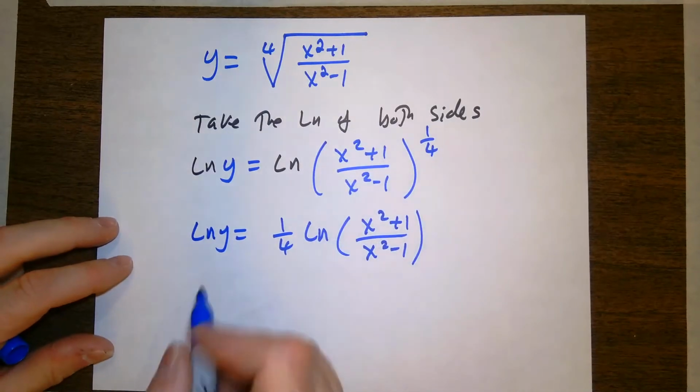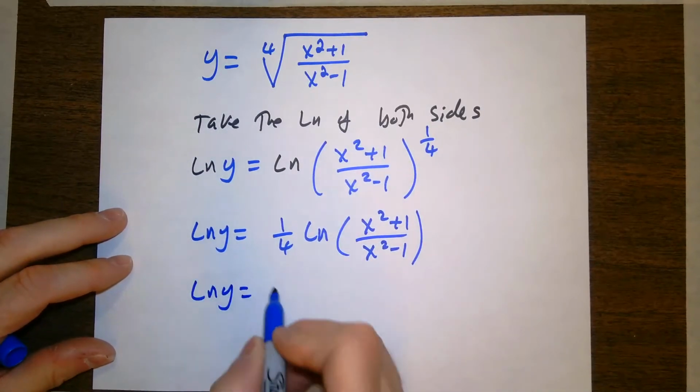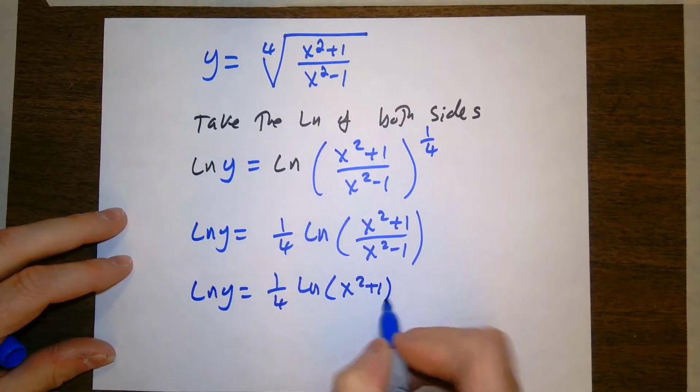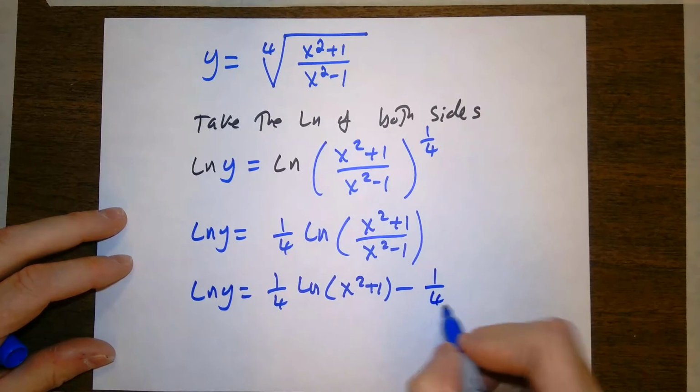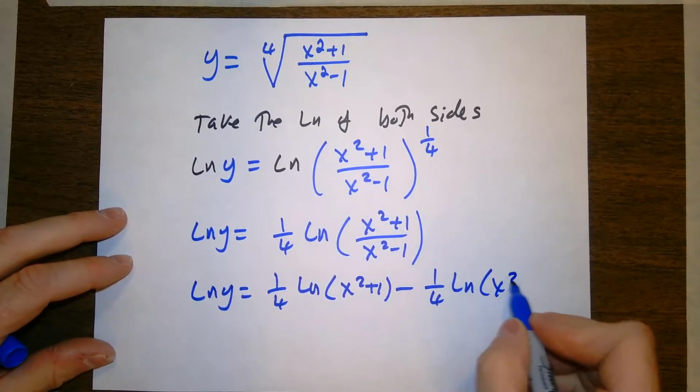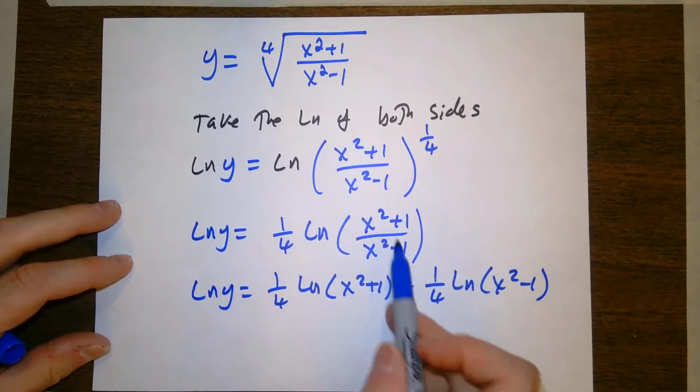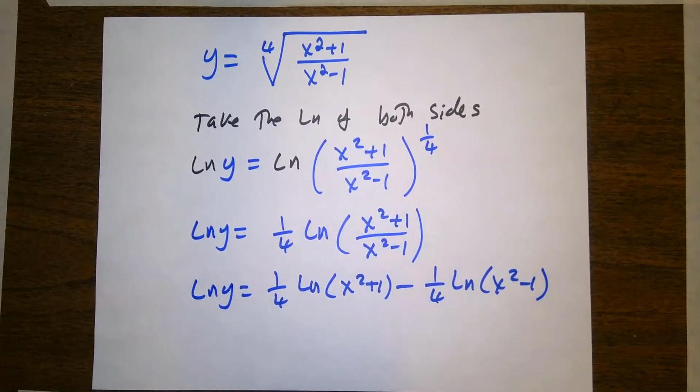I can use properties of logarithm here. Natural log of y equals 1/4 of the natural log of x squared plus 1 minus 1/4 of the natural log of x squared minus 1. The 1/4 applies to both of them. Quotient rule of logarithms right here. So we're breaking it up. Now I'm going to do the derivative here. I'm going to take the derivative of both sides.